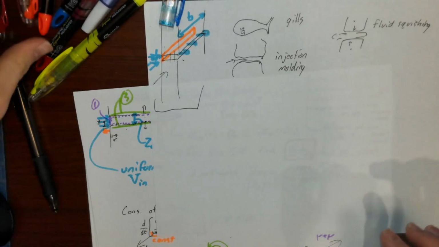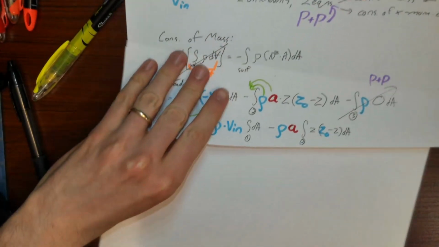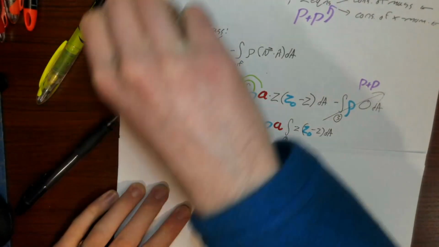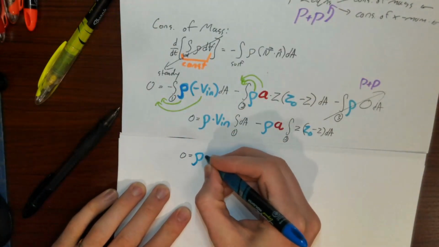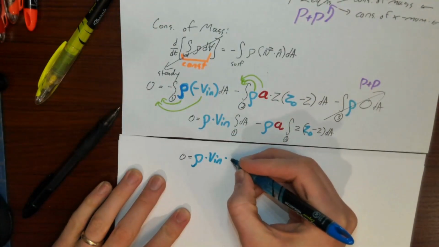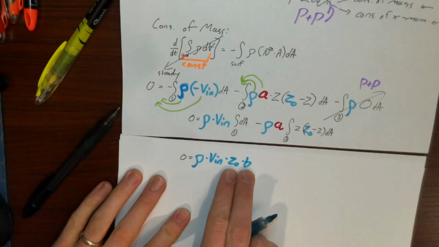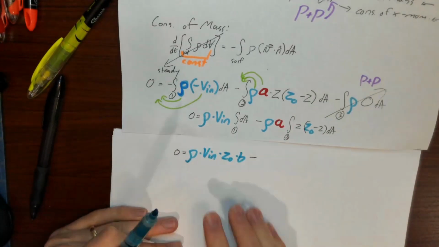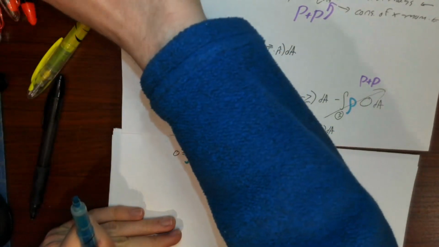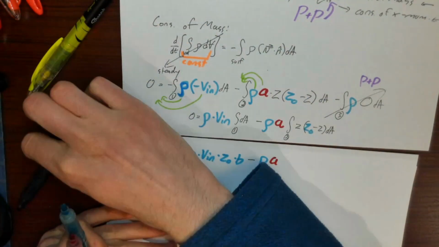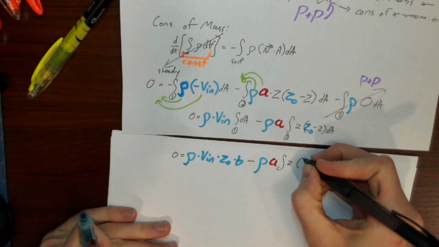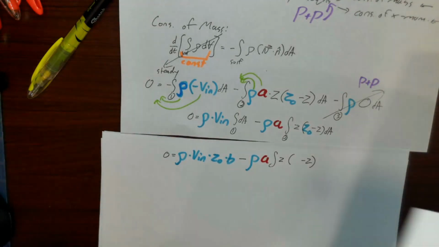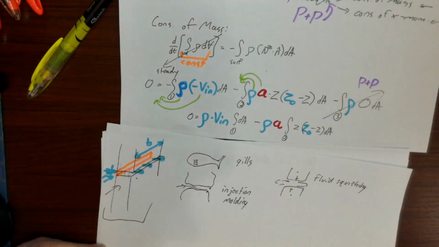So where does that leave us? That leaves us with progress that we can make on this first integral. Now we have 0 is equal to rho times v in times z naught times b, where z naught times b is the area of surface 1. And for our second integral, we have rho a and an integral of z times z naught minus z. In this case, we want to break up this dA. We want to take this surface here and break it up.